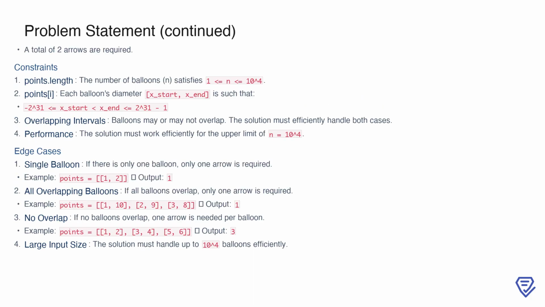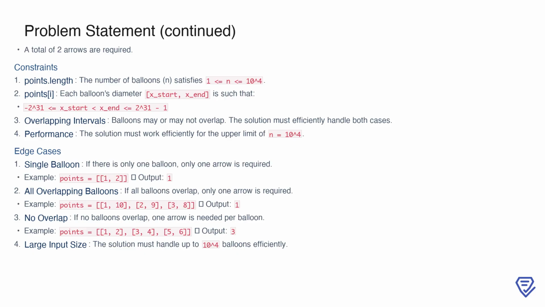To summarize, the solution must account for various constraints and handle edge cases efficiently. For instance, if there's only one balloon, only one arrow is needed. If all balloons overlap, such as points equals [1, 10], [2, 9], [3, 8], one arrow is sufficient to burst them all. Conversely, if no balloons overlap, one arrow is needed per balloon.